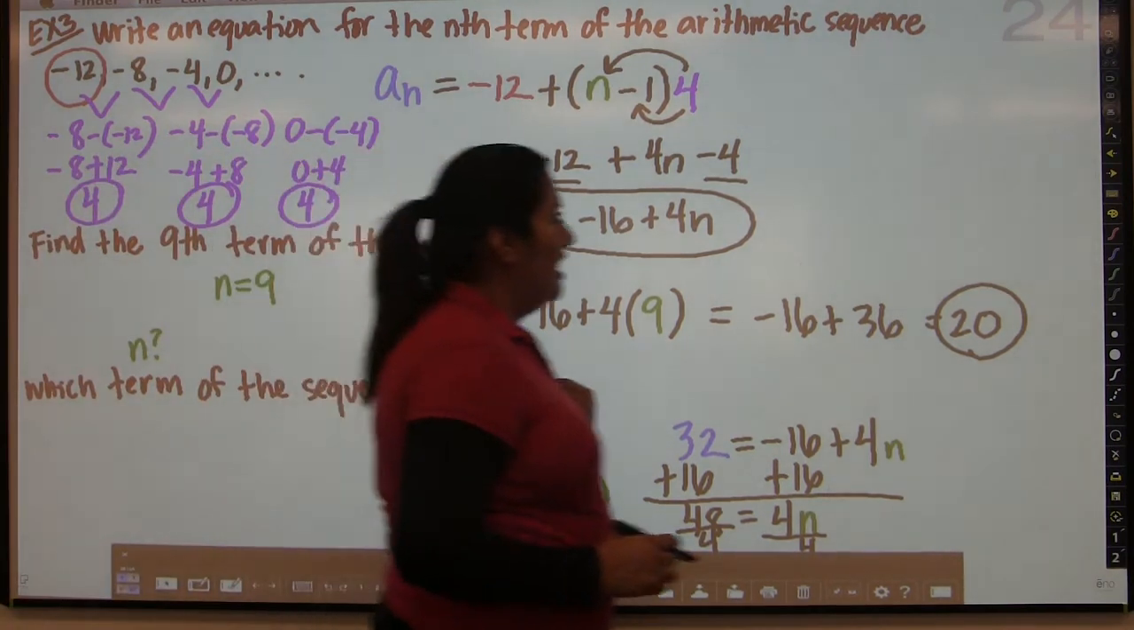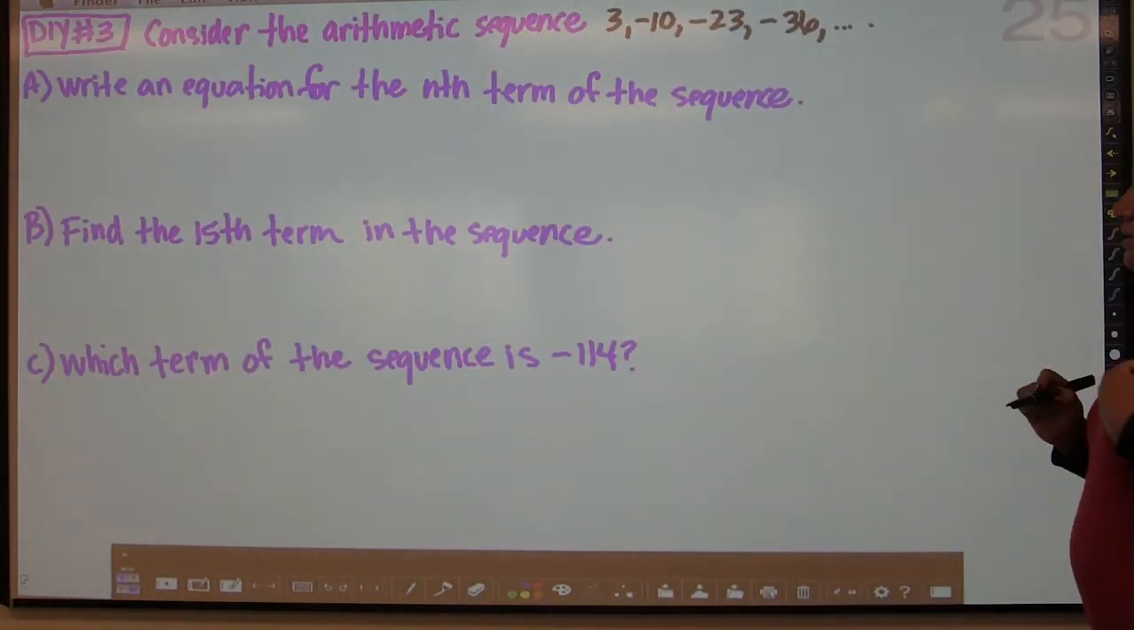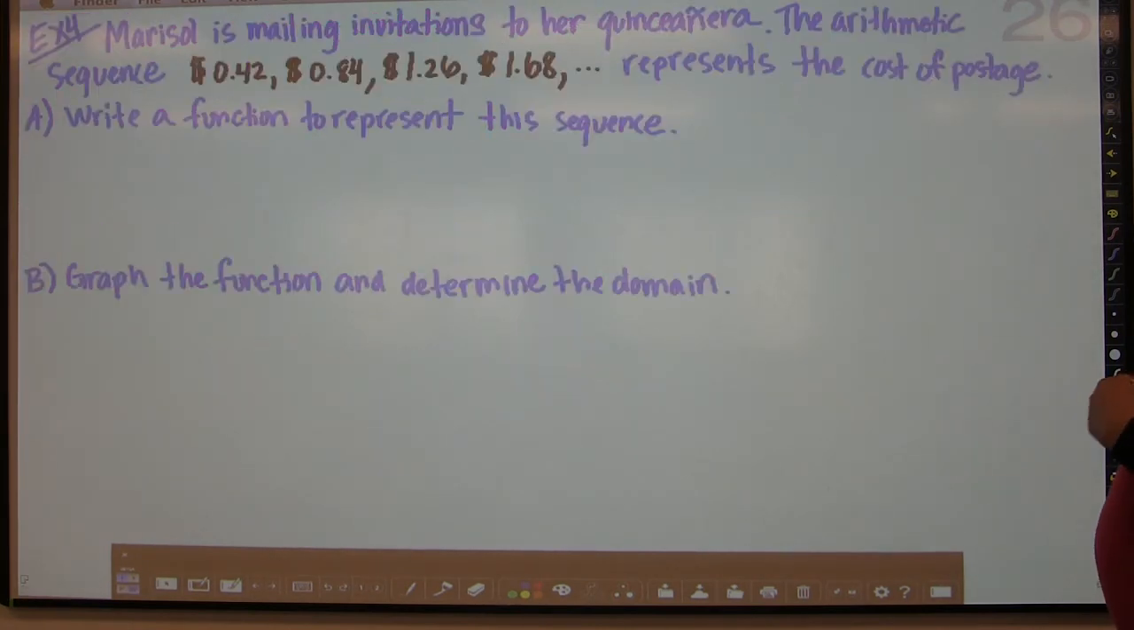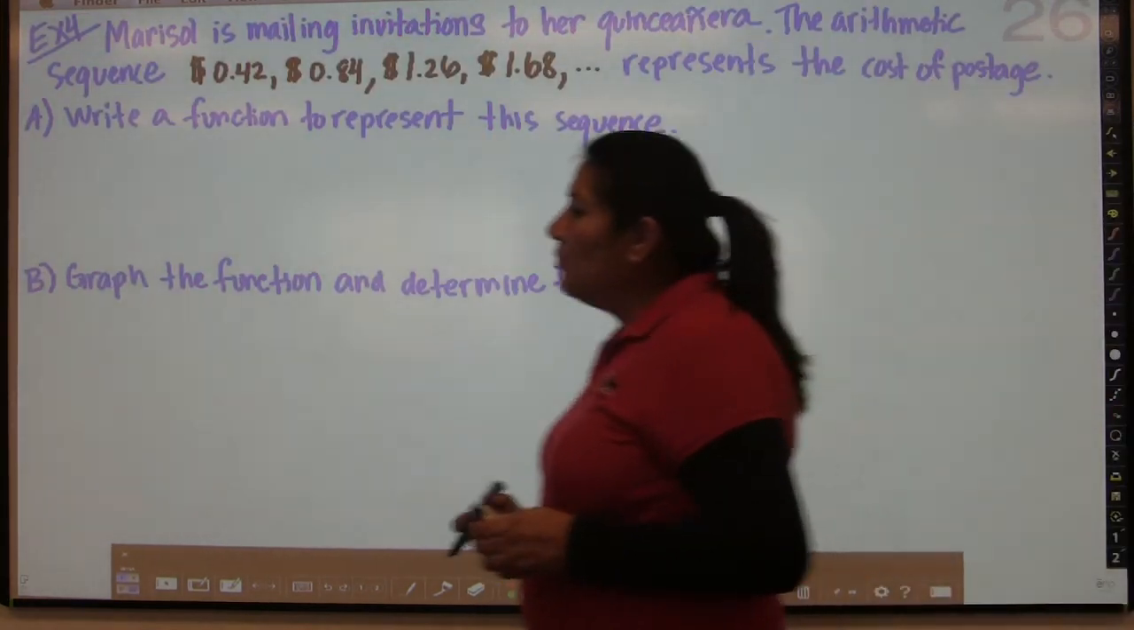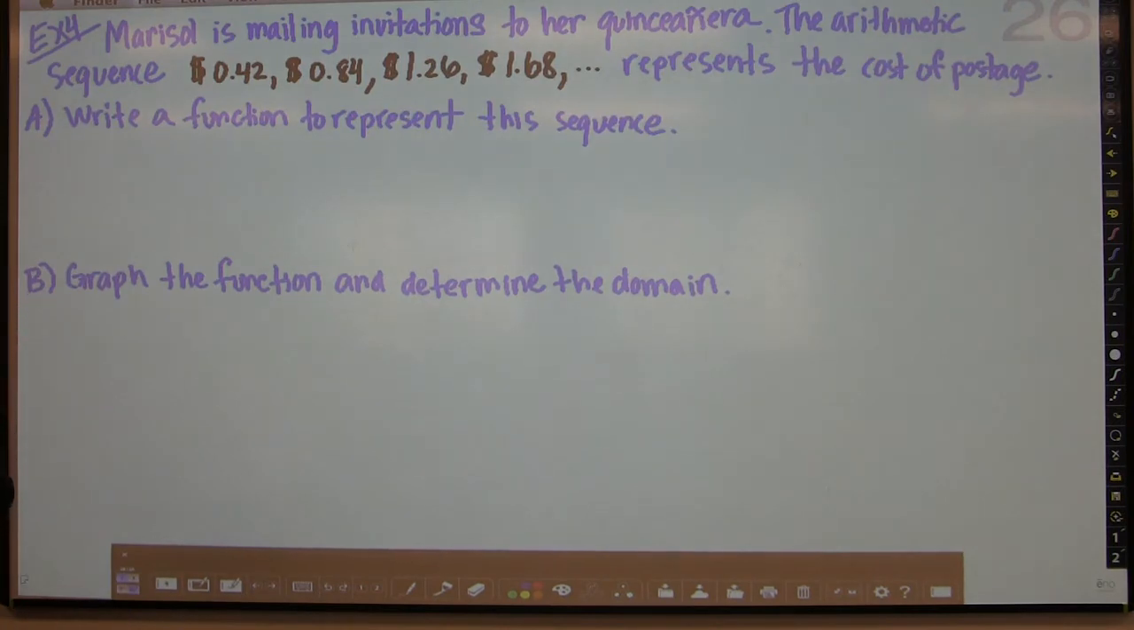Alrighty, so now we're going to let you try one on your own, and then we're going to do our last example, which is a word problem. I know how much you guys love those. Okay, so it says here, Marisol is mailing invitations to her quinceañera. The arithmetic sequence 0.42, 0.84, 1.26, 1.68 represents the cost of postage. Write a function to represent this sequence.